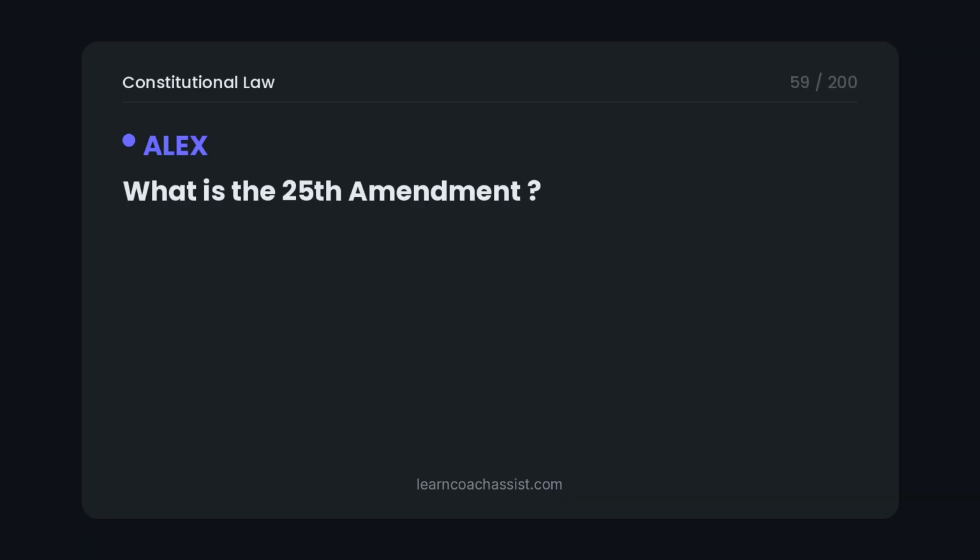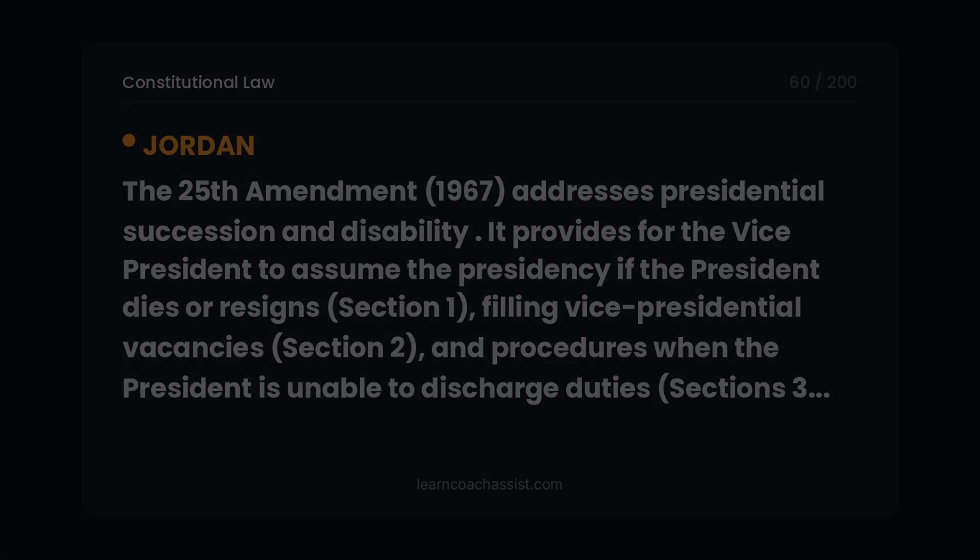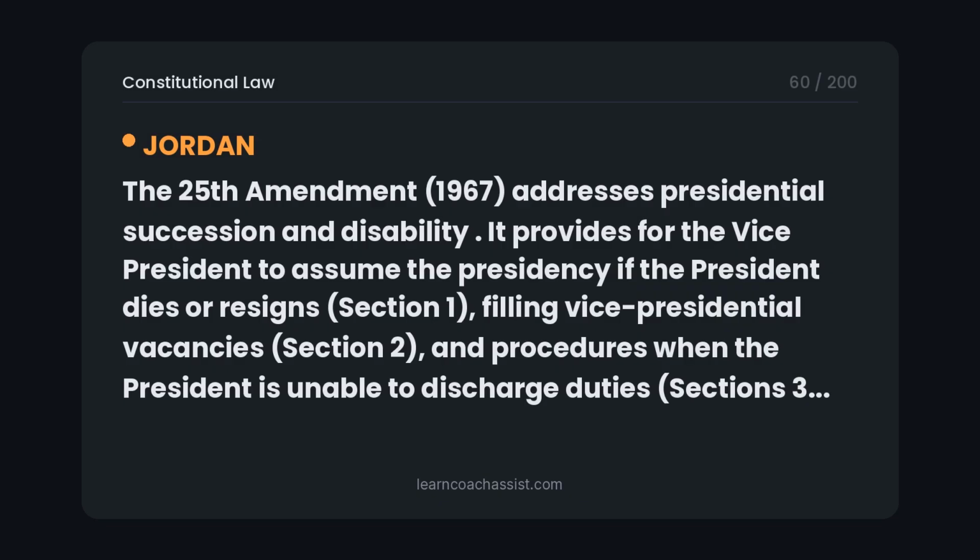What is the 25th Amendment? The 25th Amendment, 1967, addresses presidential succession and disability. It provides for the vice president to assume the presidency if the president dies or resigns, Section 1, filling vice presidential vacancies, Section 2, and procedures when the president is unable to discharge duties, Sections 3 and 4.